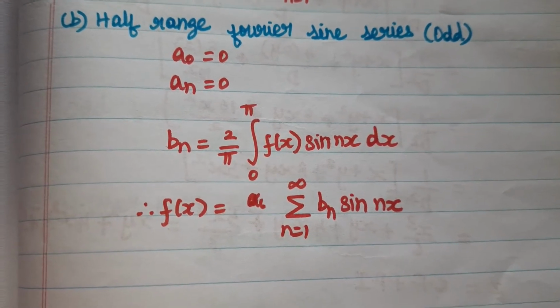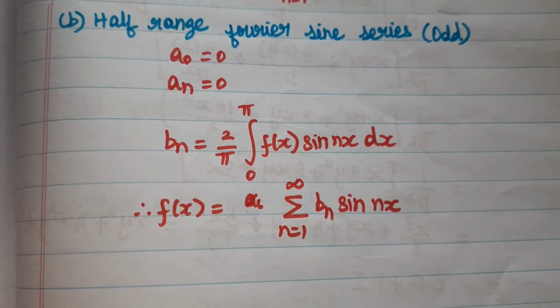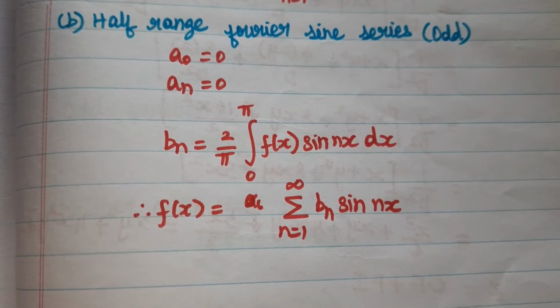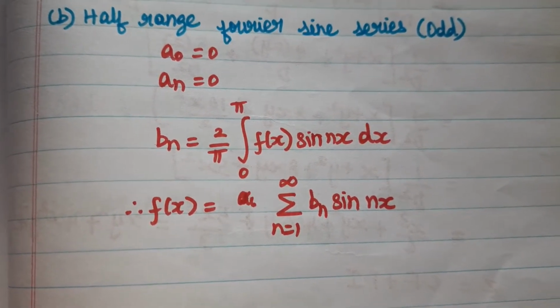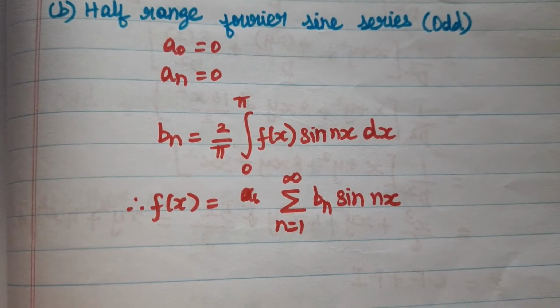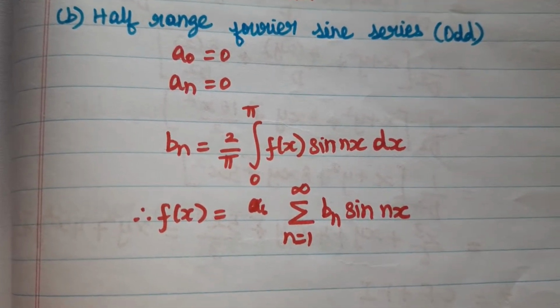Next one is half range Fourier sine series, which is odd. Here a0 is equal to 0 and an is equal to 0. And bn is equal to 2 by pi into integral of 0 to pi f of x into sin nx dx.